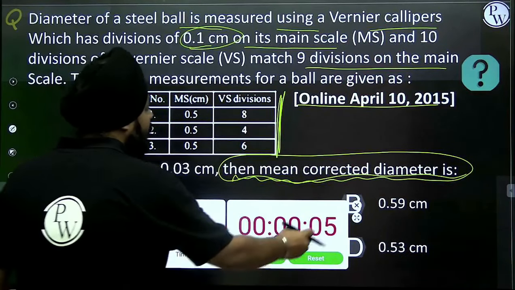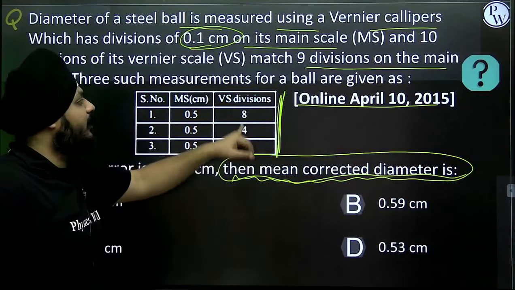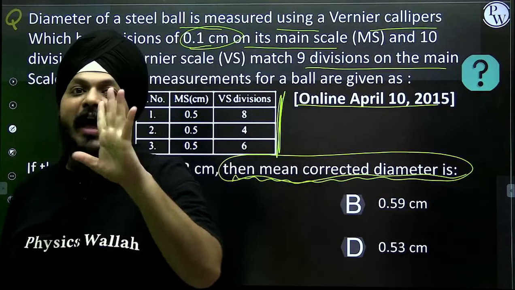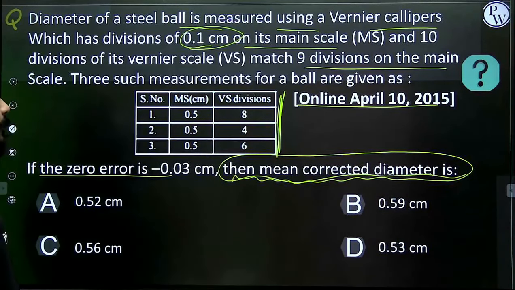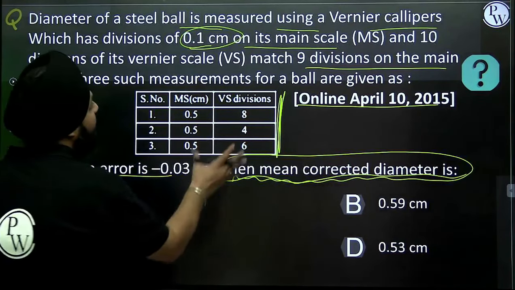See how to solve this. First of all, we have three observations, right? It means we need to calculate the average of all of those.